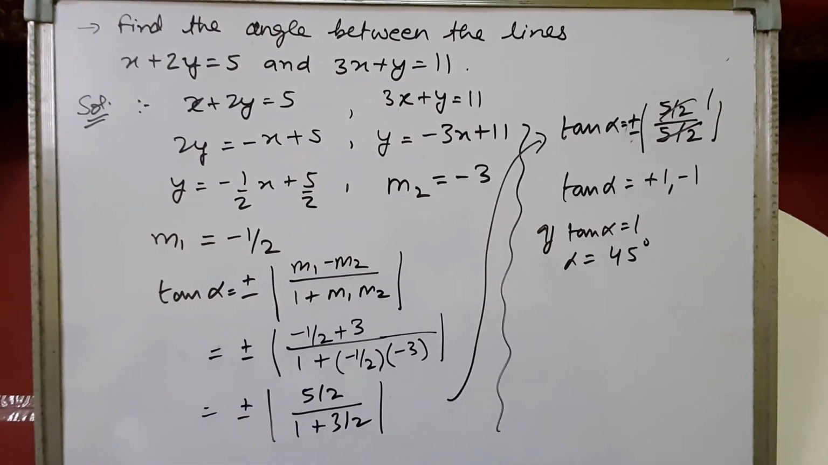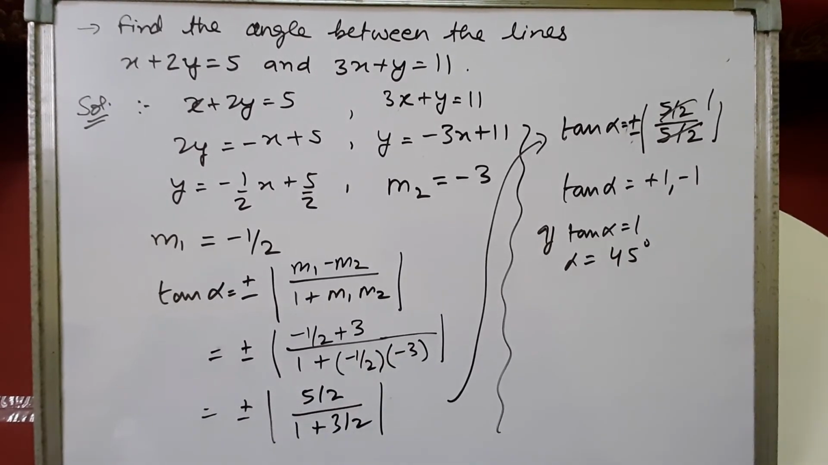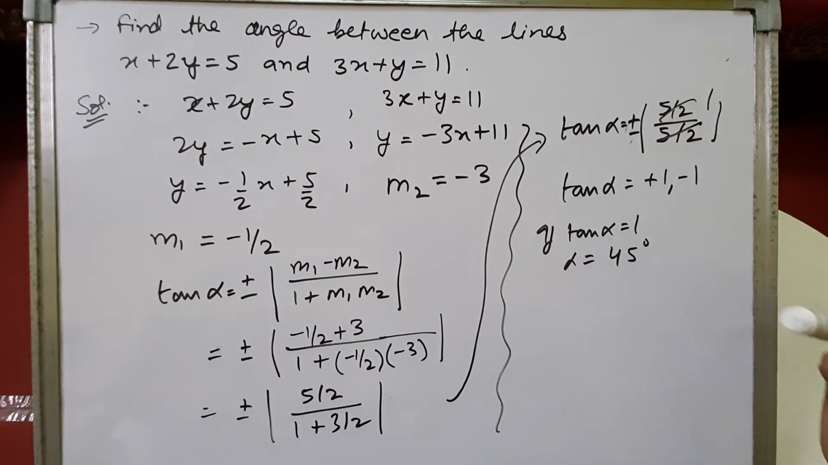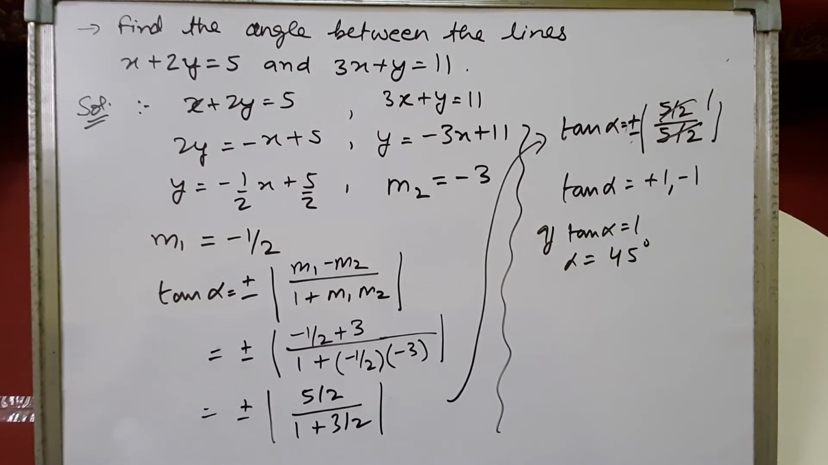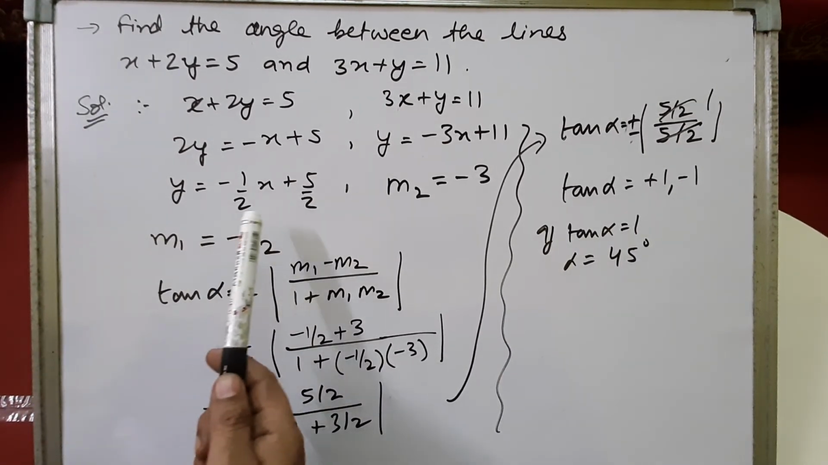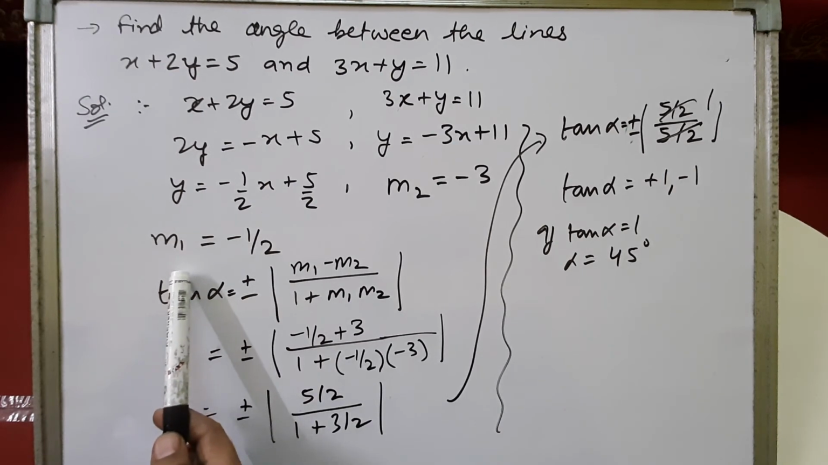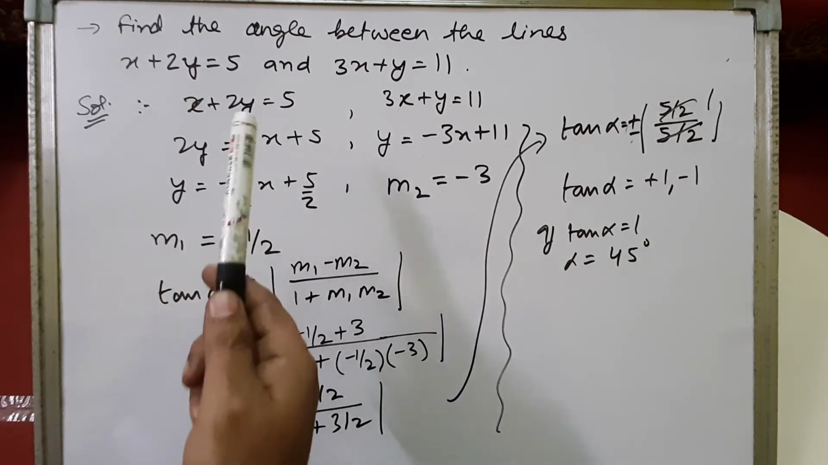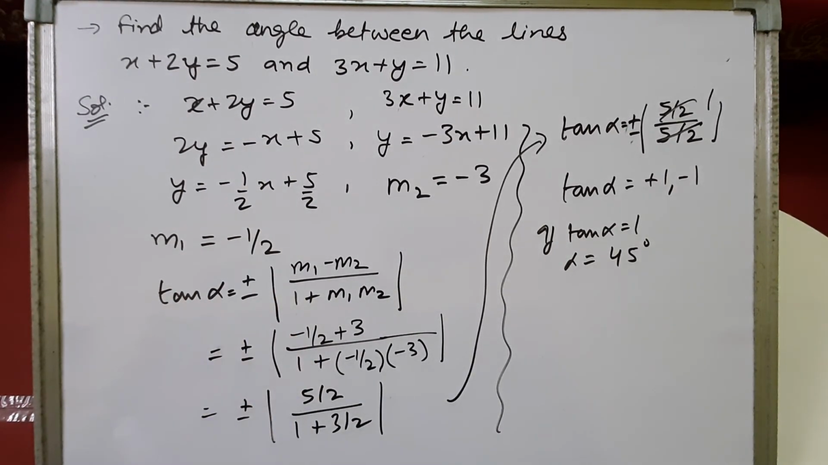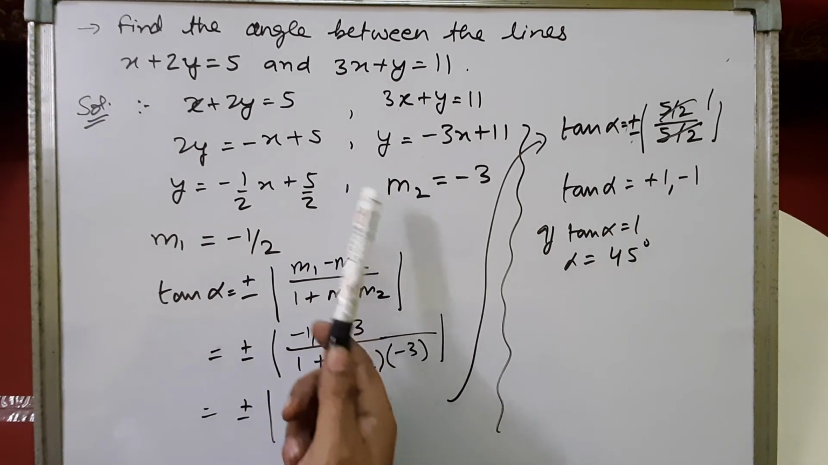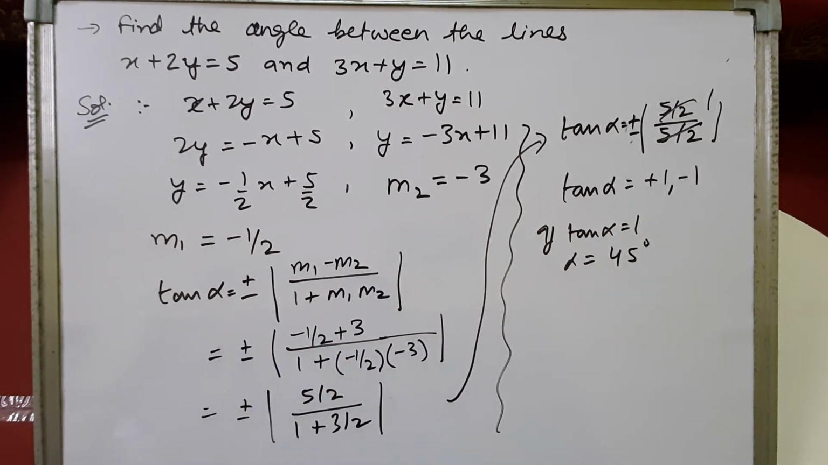Now in this question, it is given: find the angle between the lines x plus 2y equals 5 and 3x plus y equals 11. When we calculate the slope of the first and second line, we have to convert the lines to y equals mx plus c form. From the first equation we get m1 as minus 1 by 2, and from the second equation we get the slope as minus 3. We know the formula for the angle between lines: tan alpha equals plus minus mod of (m1 minus m2) upon (1 plus m1 m2).